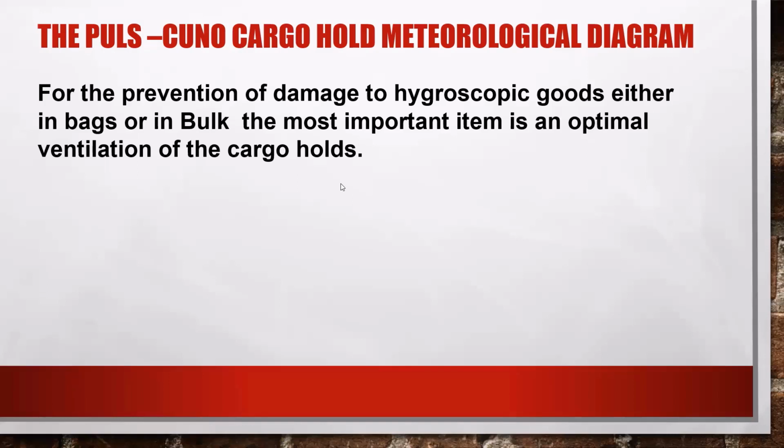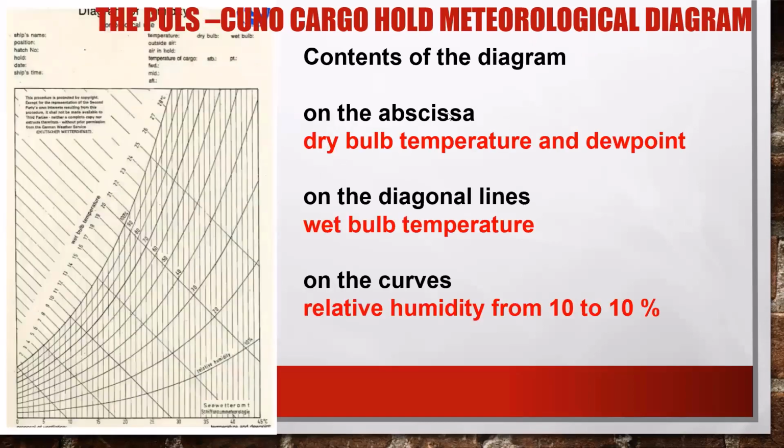For this reason, we can use the Puls Cuno Cargo Hold Meteorological diagram. This diagram is still a good tool and a good assistance in the decision-making process for the master and the officers to know if they have to ventilate or if they do not have to ventilate. So what is the content?